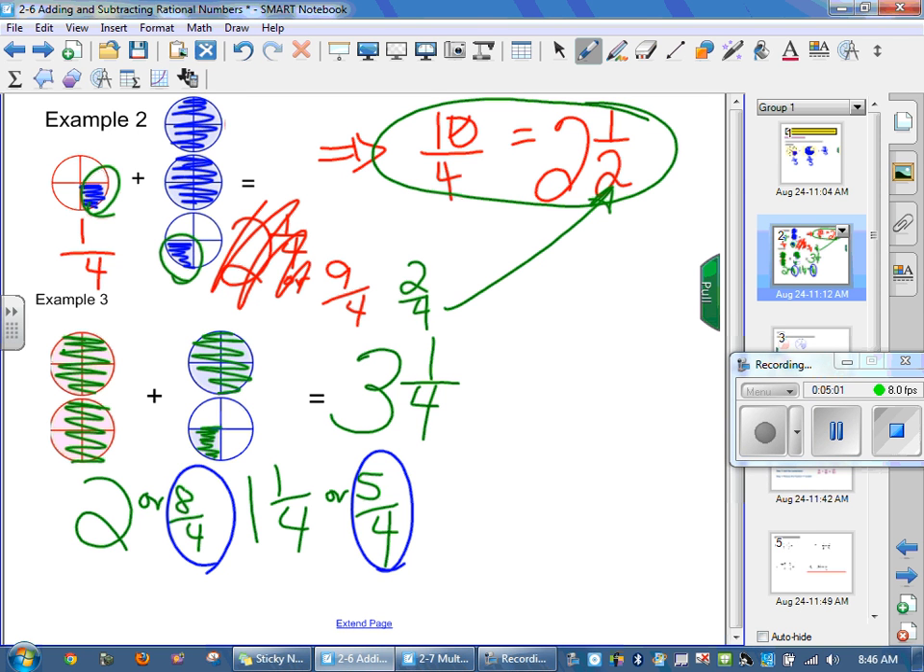Okay? All right. So the bottom numbers are the same. I can take my 8 and my 5, and I can get 13 out of 4. And if we change this guy, our mixed number, into an improper fraction, let's just try it. We're going to take 3 times 4. That's going to give us 12. We add the 1. How much is that? 13, which is my top number over here.